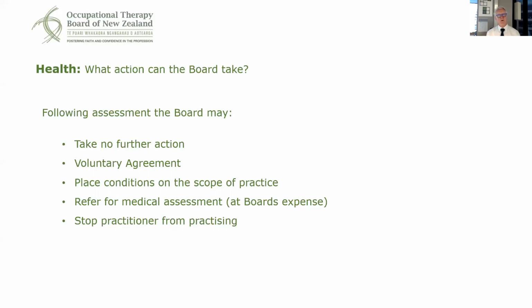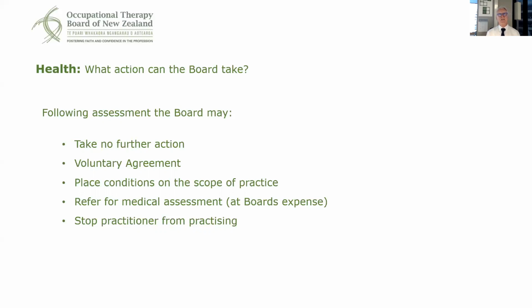So the conditions we put on there would be proposed first to the practitioner, and they would accept those conditions or present information as to why those conditions should not be placed on their practice. We can refer for a medical assessment, and this is at the board's expense. So this is where we would ask a medical practitioner, psychologist, psychiatrist, occupational health physician to provide a report to the board. The report comes to the board, but before it goes to the board, it actually goes back to the practitioner, who is able to make comments on what the report is saying about their health condition. And then it goes to the board, and the board then might say, we're entering into a voluntary agreement, or we can place conditions on that person's scope of practice.